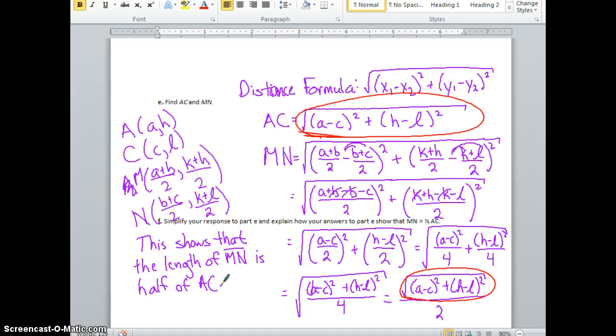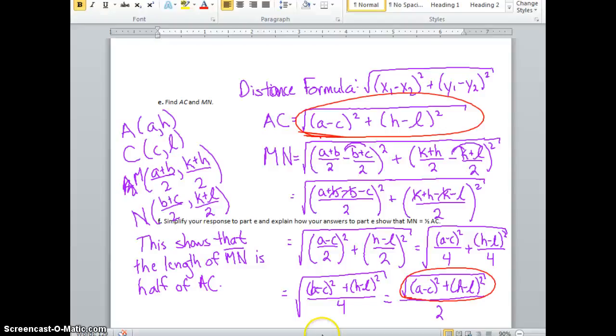Fantastic. So that was pretty cool. That's how we prove that these figures are, hold on, computer's messing up again. All right, so that's how we prove the triangle mid-segment theorem. So keep that in your notes and be sure to reference back to this, okay?